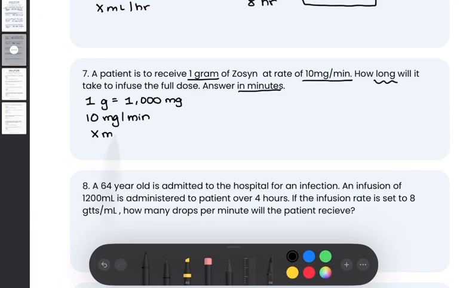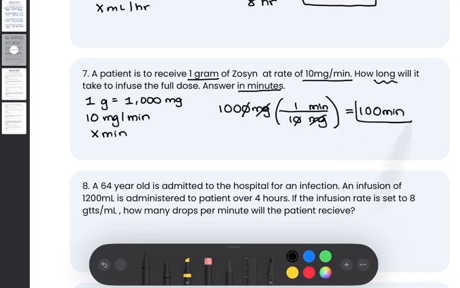Understand that your answer is only to be in minutes. So set up your equation to cancel out the units, so you'll isolate the minutes alone. The milligrams will cross out, and you'll have minutes by themselves. Here it's 100 minutes.